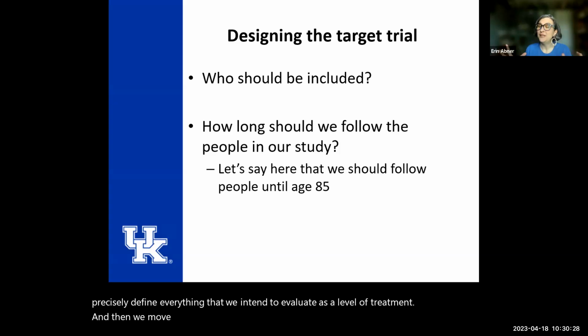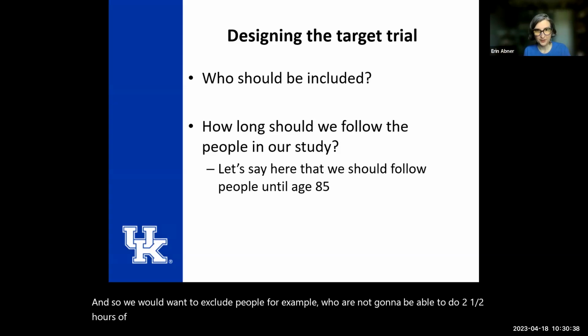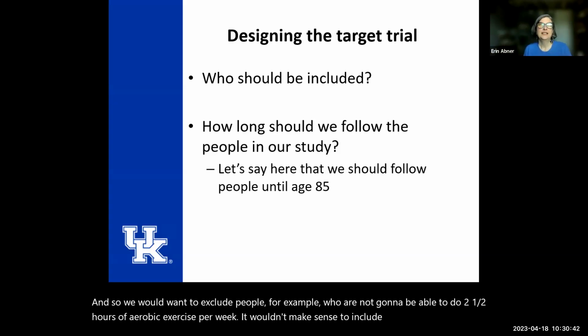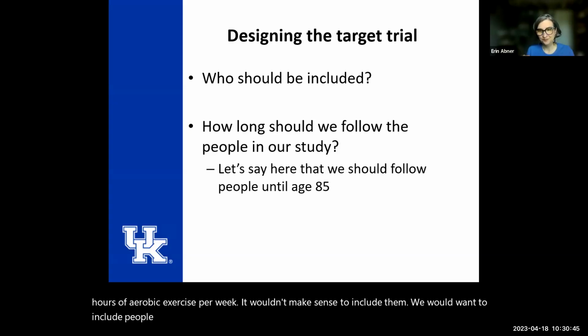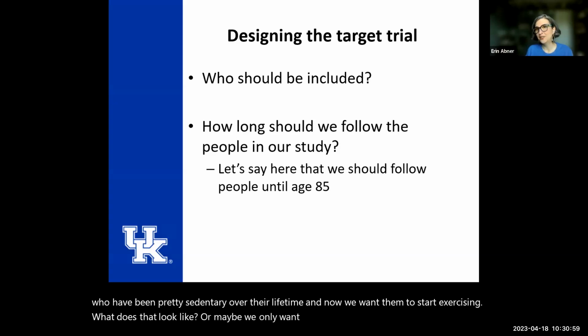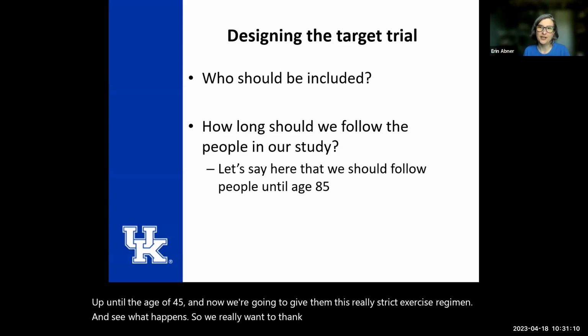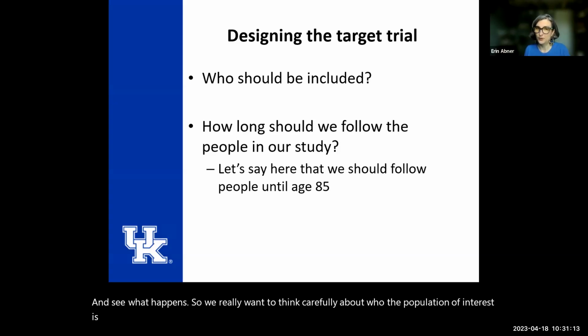And then we move on to who would be included. We would want to exclude people, for example, who are not going to be able to do 2.5 hours of aerobic exercise per week. It wouldn't make sense to include them. We would want to include people perhaps who had never been physically active. Maybe these are people who have been pretty sedentary over their lifetime, and now we want them to start exercising. What does that look like? Or maybe we only want people who have been generally active up until the age of 45, and now we're going to give them this really strict exercise regimen and see what happens. So we really want to think carefully about who the population of interest is for our causal question. And those are the people that we would want to include in our target trial.